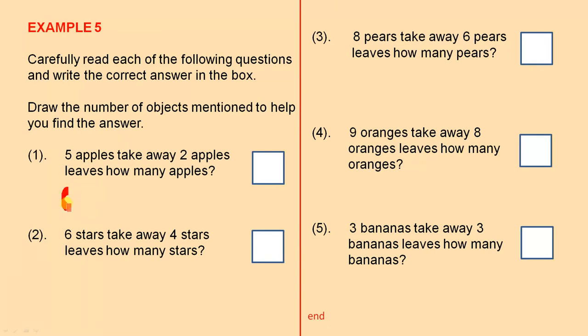So basically explain to the students that they've got to draw 5 apples. That's how they start off. So I'm just giving them the hint that they have to draw the objects. Okay, so that's finished now.